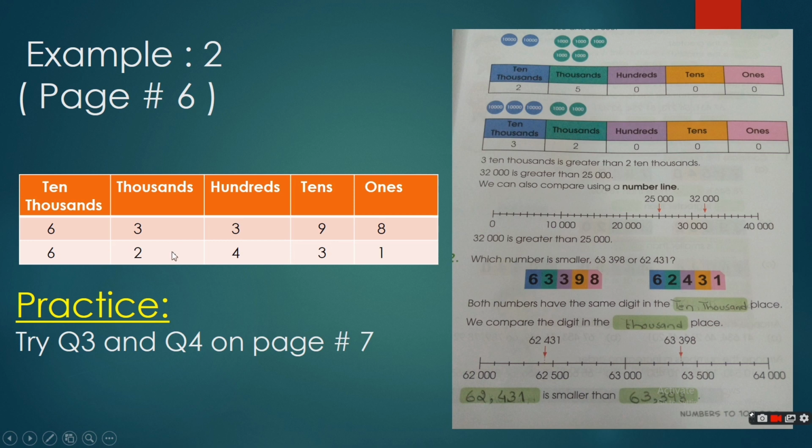63,398 is greater than 62,431, or we can say as 62,431 is smaller than 63,398. Now look at the blanks over here. Both numbers have the same digits in the dash place. So over here in the 10,000 place both digits are same, so we will write 10,000 over here, and after 10,000 we compare the digit in the thousands place, and the last one is 62,431 is smaller than 63,398.